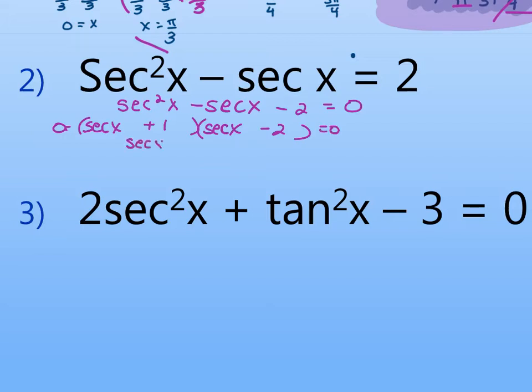And I get secant of x equals negative 1 and secant of x equals positive 2, which means the cosine equals its reciprocal. Reciprocal of negative 1 is still negative 1, reciprocal of 2 is 1/2. So again, the directions this time said everywhere on your initial unit circle, so 0 to 2 pi. So from there, I would say that cosine equals -1 at pi, and cosine equals +1/2 at pi over 3 and at 5 pi over 3.